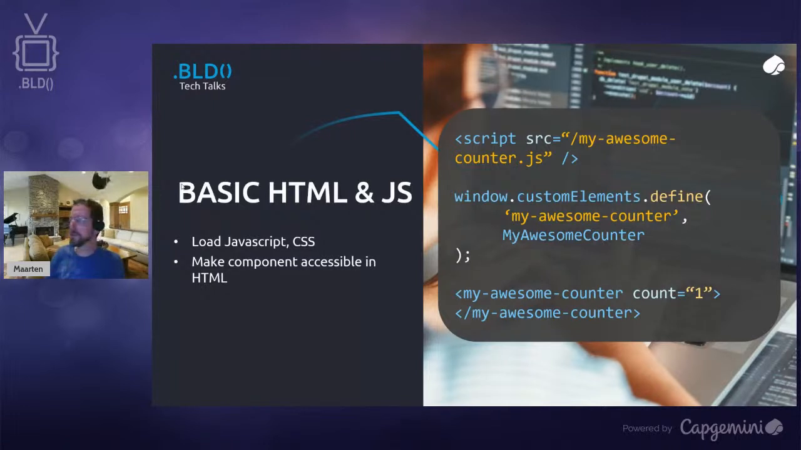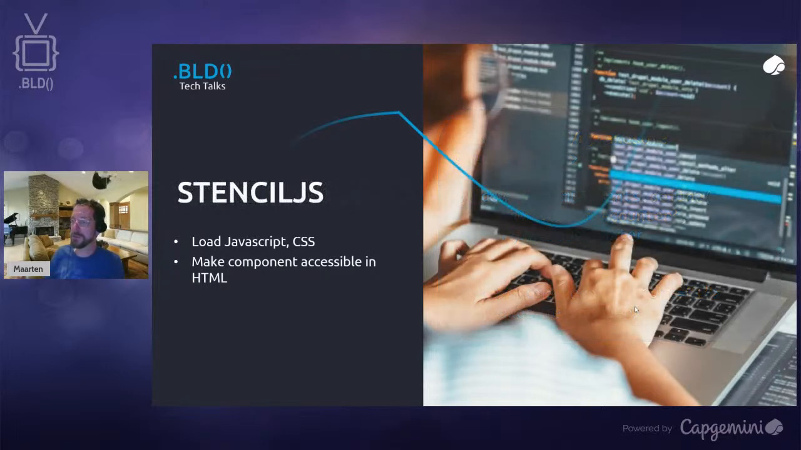So the window knows whenever I see a myawesomecounter, this HTML tag with the dashes in it, a custom element, I'm going to be using this class to show it. And once you've done that, you can incorporate the custom element anywhere in your page. So that's pretty awesome. We've seen it. We all know how cool it is.